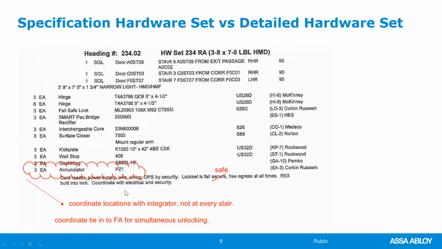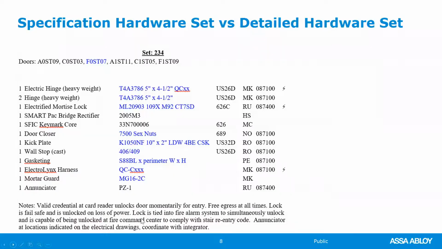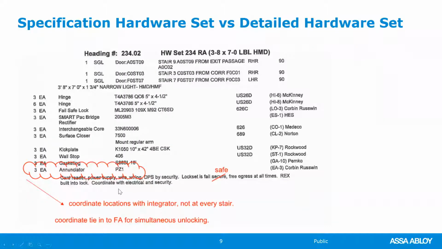Always make sure if you're detailing a project that has electrified hardware, you'll notice that there is a description of operation in the specification set. That description or operations narrative should also be in the detailed hardware set, whether it's abbreviated or spelled out even more. But during your coordination meeting with electrical and security, you need to know, is this fail-safe or fail-secure? Does it need to be tied into the fire alarm to meet building codes? Do we have free egress at all times? All of those items are important and they must be detailed.